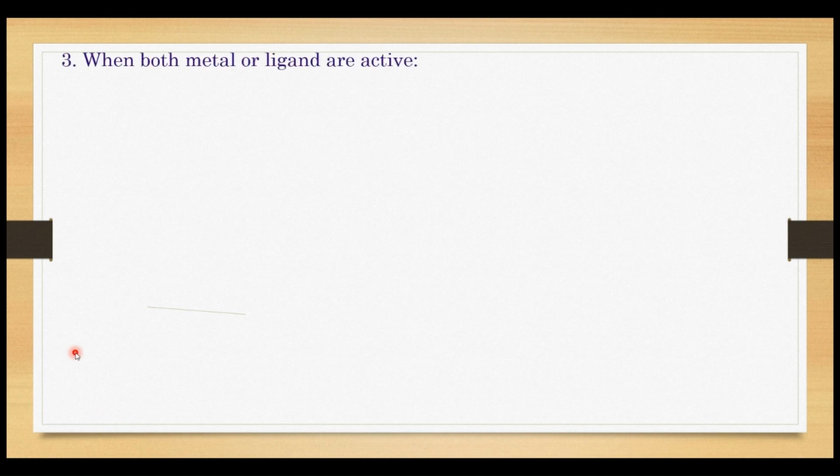When both metal and ligand are active, that is when I m value not equal to 0, I l value not equal to 0, and S equal to 1/2. S equal to 1/2 means there is an unpaired electron. When both the ligand and metal are active, both will split separately in 2nI plus 1 times.